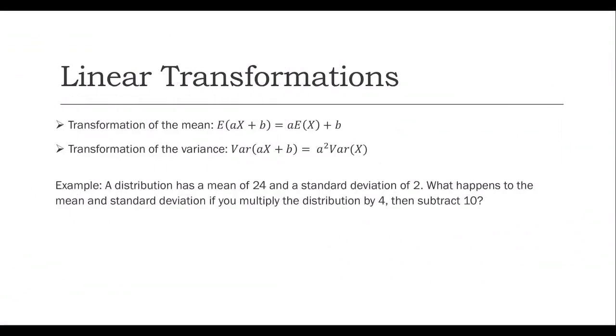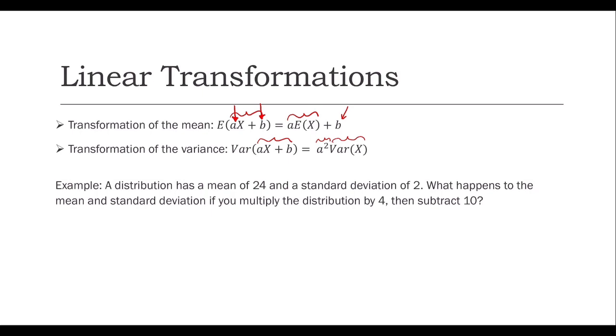So next we have linear transformations of random variables. For transformations of the mean, we have our expected value where our data is multiplied by some number a and you add some number b. So to figure out your new mean, you could do a times the expected value of the original one plus your b value. For transformations of the variance, if you transformed your data by multiplying it by a and adding b, your new variance would be a squared times your original variance.